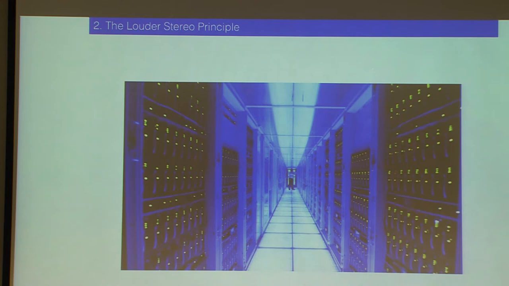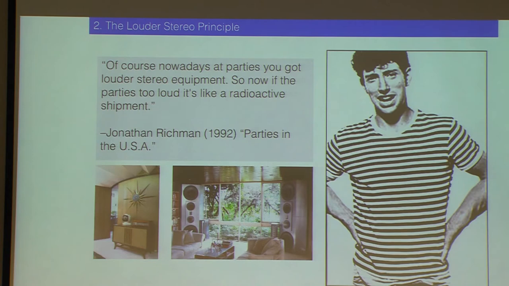And this is from, I'm a big fan of the artist Jonathan Richman. I don't know if you know any of his music, but he has a great song called Parties in the USA. And he says, of course, nowadays at parties, you have louder stereo equipment. So now, if the party's too loud, it's like a radioactive shipment. This is not an argument against partying. One of the lyrics is, we need more parties in the USA. Right? This is saying that because we have this technology, bad parties are really, really bad. And so bad computational social science can be really, really bad.